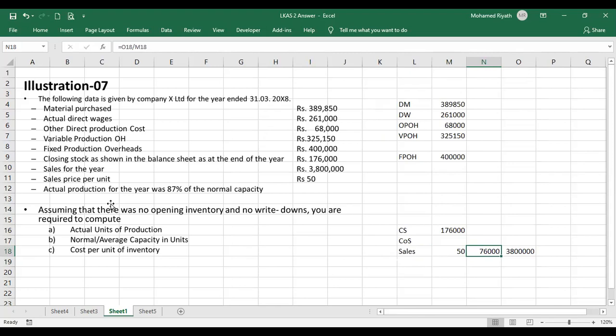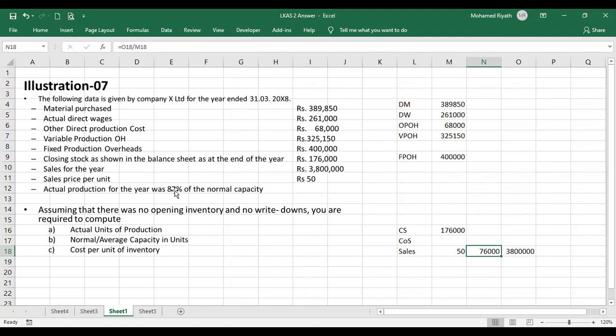The actual production for the year was 87% of normal capacity. Assuming that there were no opening inventory and no write down, we are required to compute actual production units. So how do we find the actual production units? That's tricky, and there's a clue to find. So I will work it out.